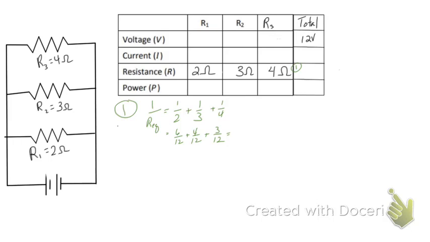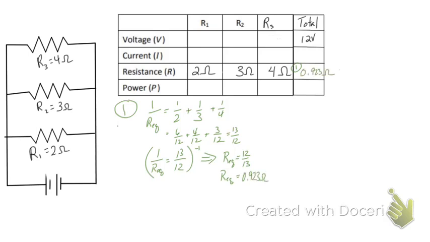So that gives us 6 plus 4 plus 3 is 13 over 12. Not done yet. I need to take the inverse of that sum. So 1 over Req is equal to 13 over 12. That inverse is going to be 0.923.